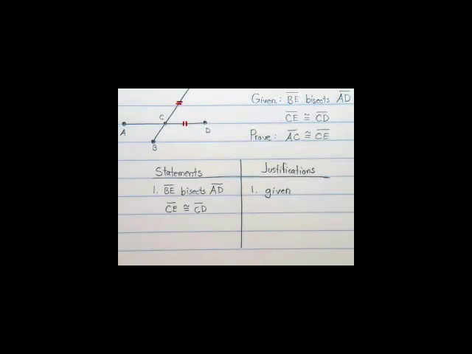Well, whatever is written here as given is given, whether or not it's marked in the picture. I was just marking the picture with things that I saw over here to help me. Knowing that BE bisects AD will lead us to some things we could mark in that picture later, but yeah. So, step number 2.